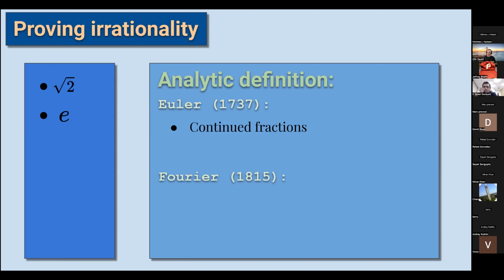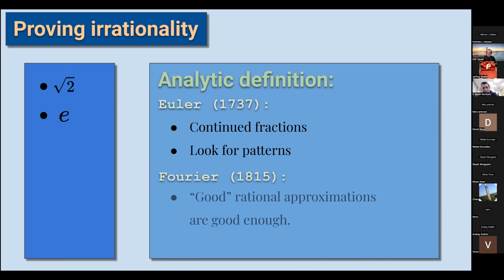And this is exactly the point: Euler said you should go to continued fractions because in a sense they are the best rational approximations. But usually continued fractions are hard to find. You need to do the Euclidean division algorithm, so you need to look for some nice patterns. And Fourier said that you don't need to go all the way to continued fractions. It is good enough if you find what we call good enough rational approximations. Okay, so these are the two analytic methods of showing irrationality. Okay, so this was e.